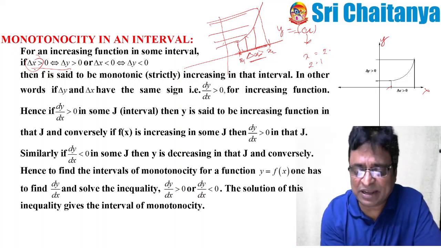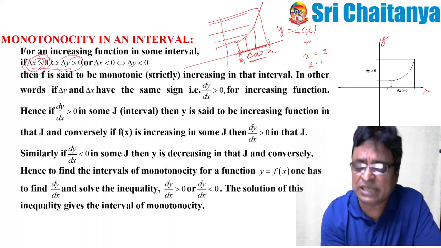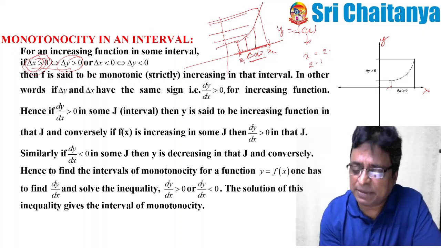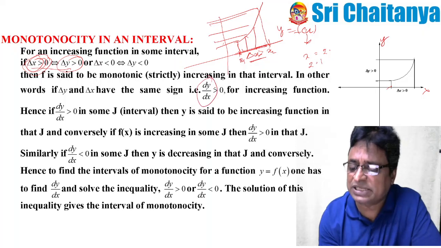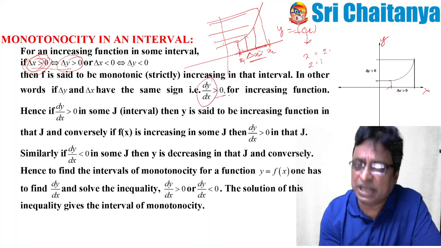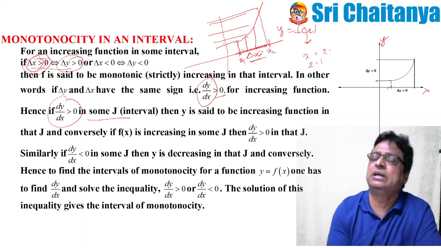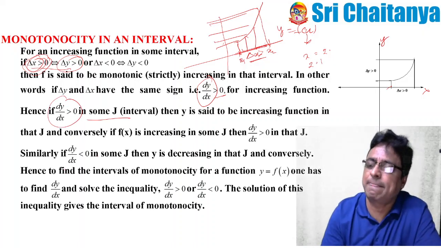So whenever delta x is positive, then delta y is positive. Similarly, whenever delta y is positive, then delta x is positive, or negative and negative. That is why implies and implied by. Thereby in the limiting case, dy by dx is greater than 0 or dy by dx is less than 0 in a specific interval. I can simply say that your function is increasing.